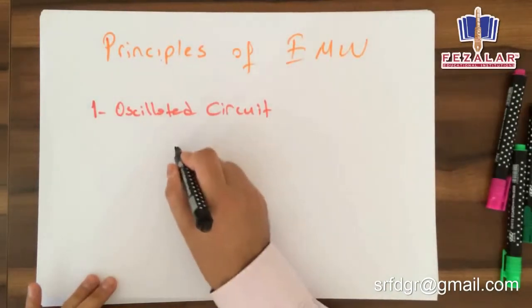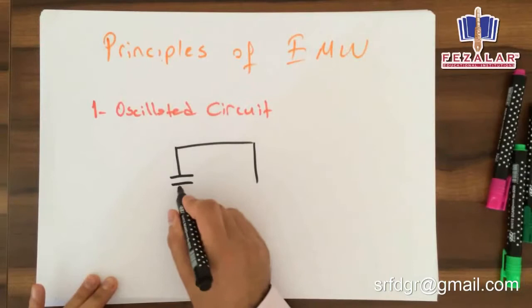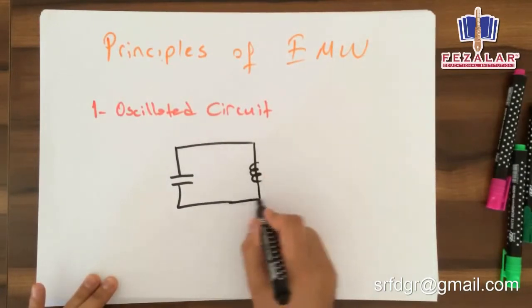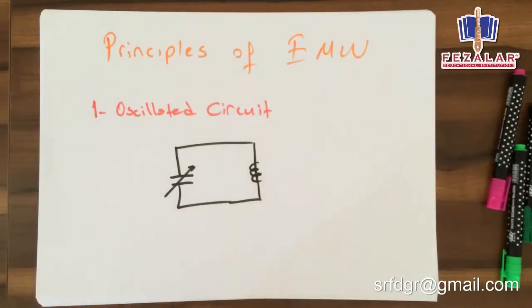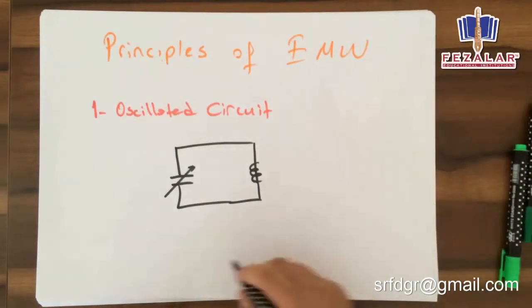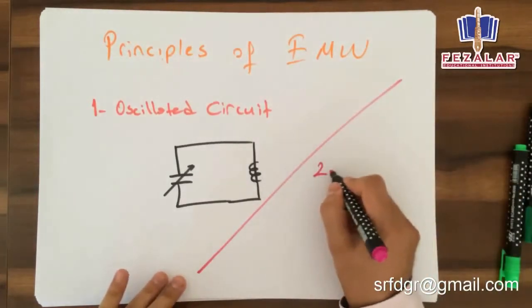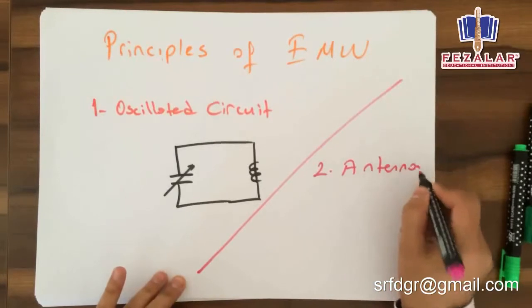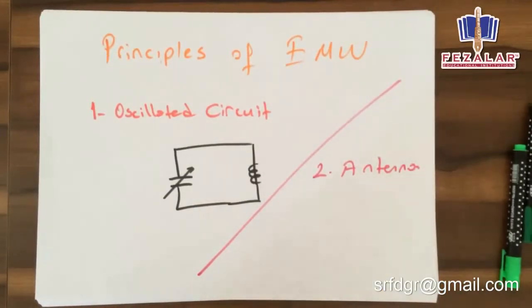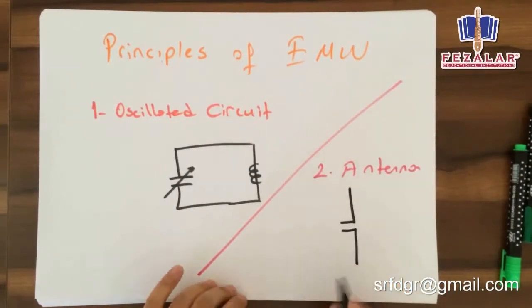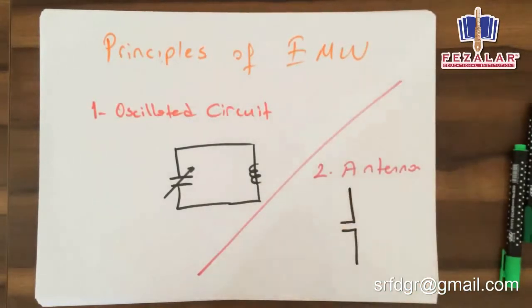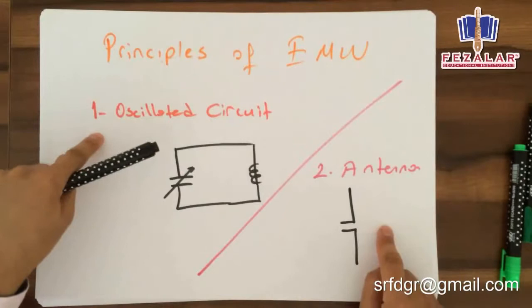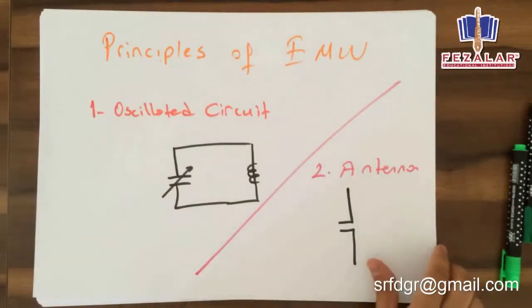An oscillated circuit contains two electrical devices. The first one is a capacitor and the other is a coil inductor. Here the capacitor is variable because we will change its capacitance to set the frequency of the electromagnetic wave. And the second necessary device is the antenna. An antenna is a device which contains two separated wires like that. Here, as you remember from generation, charge moves up and down, and the electromagnetic wave is produced. These two devices are necessary to transmit and receive electromagnetic waves.